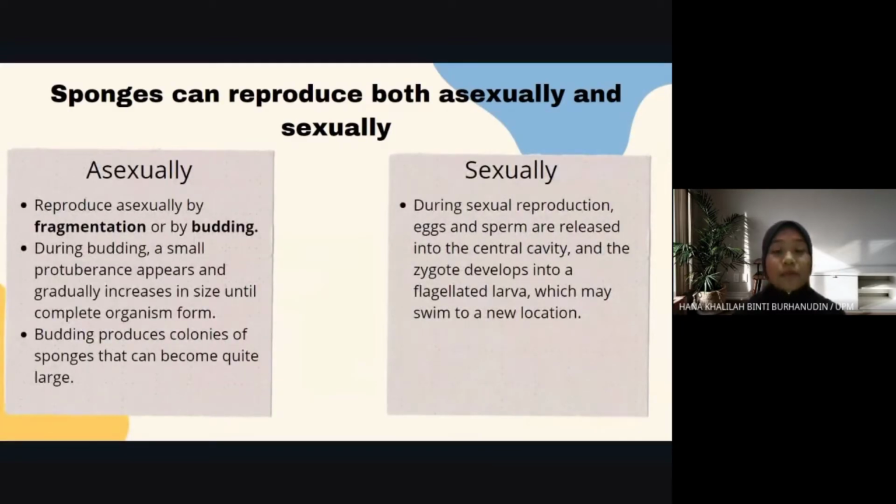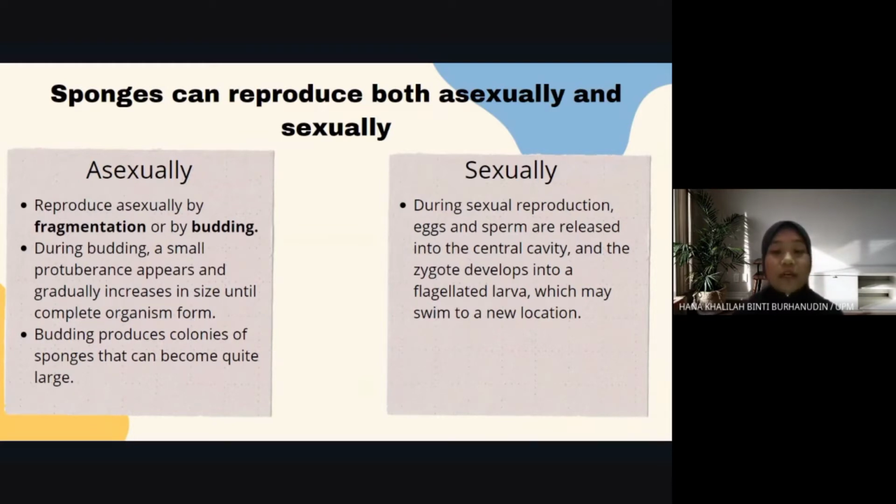Sponges can reproduce both asexually and sexually. Asexually, they reproduce by fragmentation or by budding. During budding, a small protuberance appears and gradually increases in size until a complete organism forms. Budding produces colonies of sponge that can become quite large.